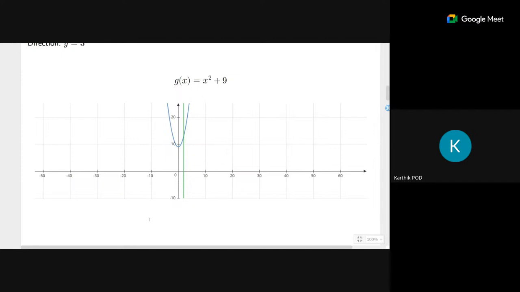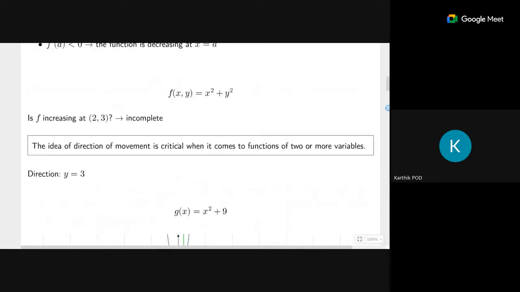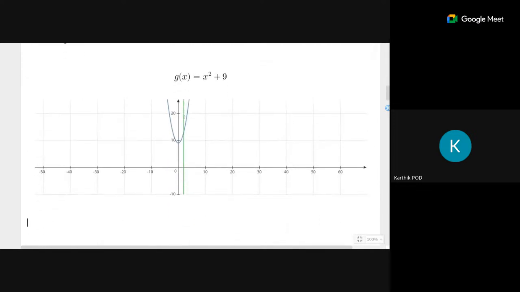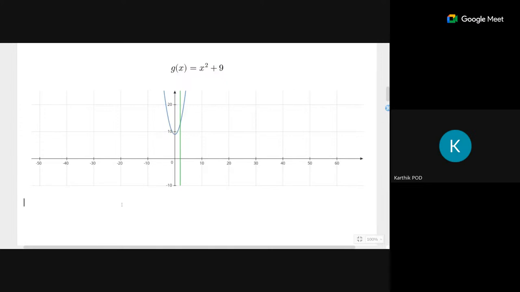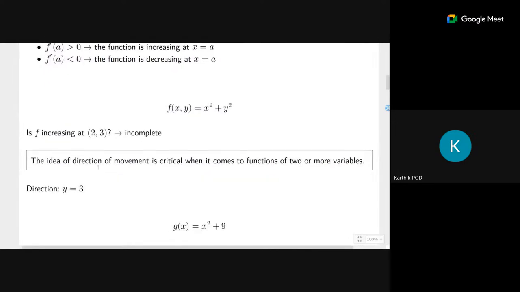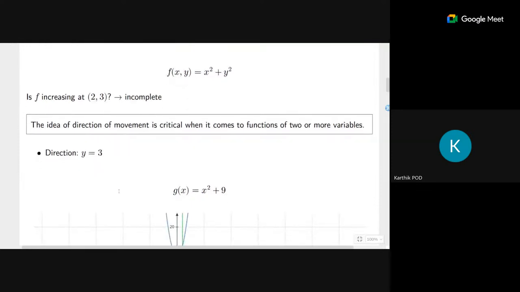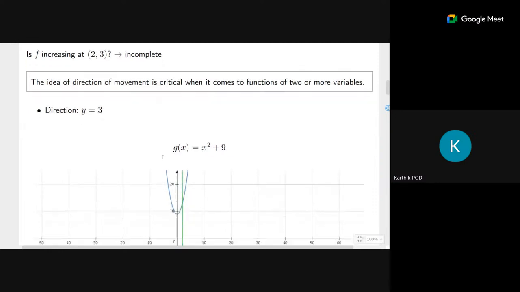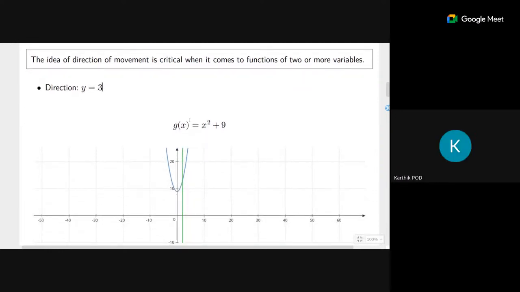Okay, so now using this image that you have with you, can you comment on what happens to f of x, y at 2,3 along the x-axis? Is the function increasing or decreasing? See, what we have done is we are focusing on one direction at a time, right? We are currently looking at the direction x-axis. So when I want to study what happens to the function along the x-axis, I have to fix y to be a constant. So I set y to be 3. So therefore the function becomes x square plus 9.